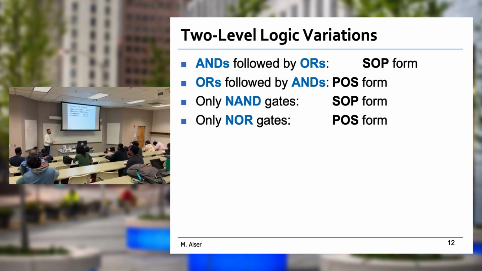NAND gate. Why? The easiest scenario, think about a single term. A single term. Okay, single term. For example, A, B, C. This is y equals A, B, C. How will we implement it? AND gate directly, right? This is y, A, B, C. Now, if I have a bubble over there, it's still a sum of products, right? Because I have a single term, and that term has a product inside it.